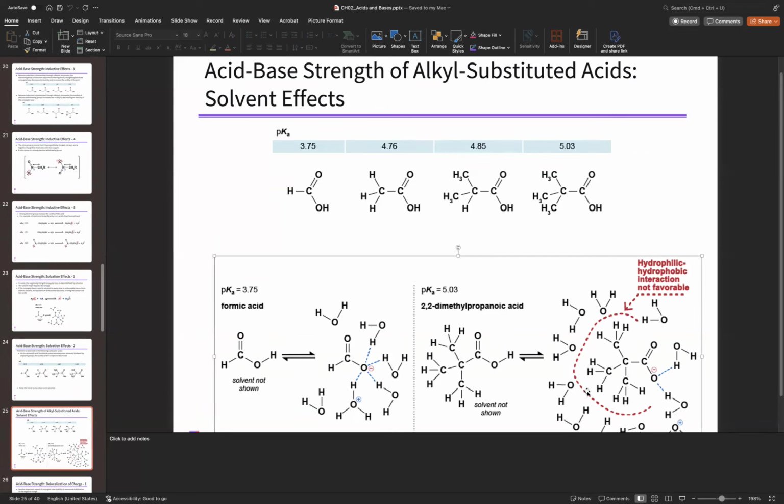And so water has to simply come in from the front in this area where you have this O minus, and we are able to get 2 hydrogen bonds instead of 4. So this compound is not as stabilized as formic acid. 2,2-dimethyl propanoic acid is not as stable in the negatively charged conjugate base form, which is called 2,2-dimethyl propanoate. That is not as stable as formate here.